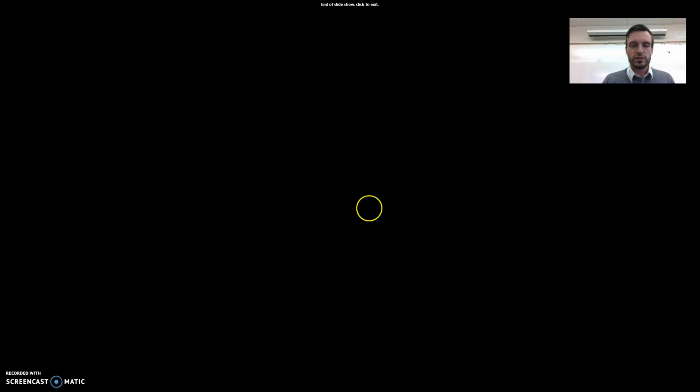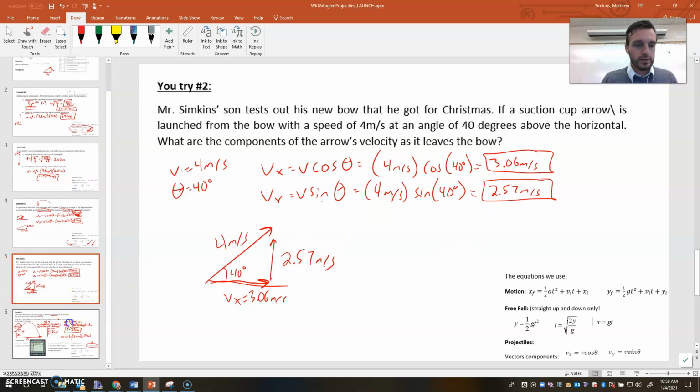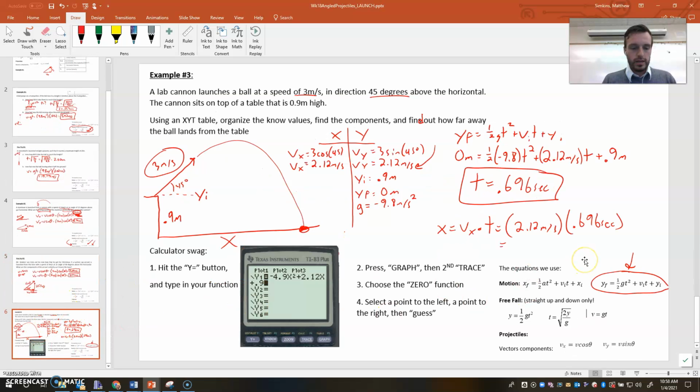Of course, I want to keep my annotations. We want to plug that into our calculator to get our final answer here. So let's see what that turns out to be. 2.12 times 0.696. That is going to be a distance. It's going to land 1.47 meters away.